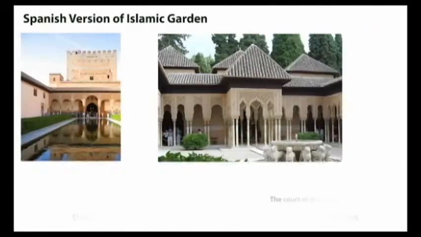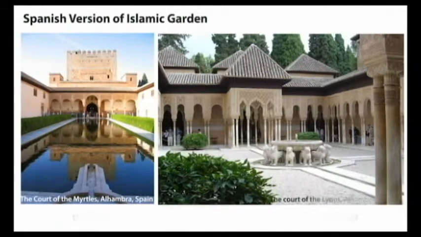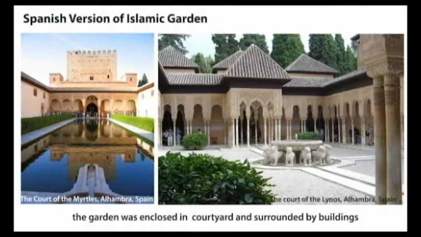Another example of Islamic garden is the Spanish version of Islamic garden. Examples of the Spanish version of Islamic garden are the Court of Lions and the Court of Myrtles in Alhambra, Spain. The gardens were enclosed in courtyards surrounded by buildings.